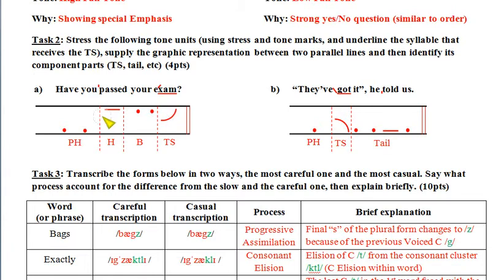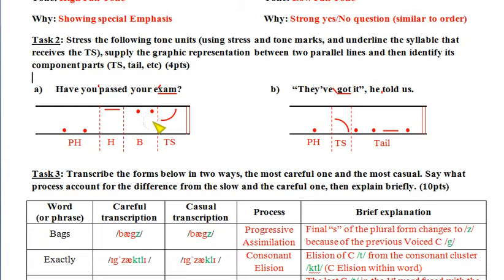We move to the graphic representation. You draw an arrow from a mid to a very high level for exam because it is an ordinary yes-no question. Now we start from the beginning. You draw a low dot for have, another low dot for you, a long dash for passed, a high dash, and then a dot for your, and another dot for it, from the word exam.